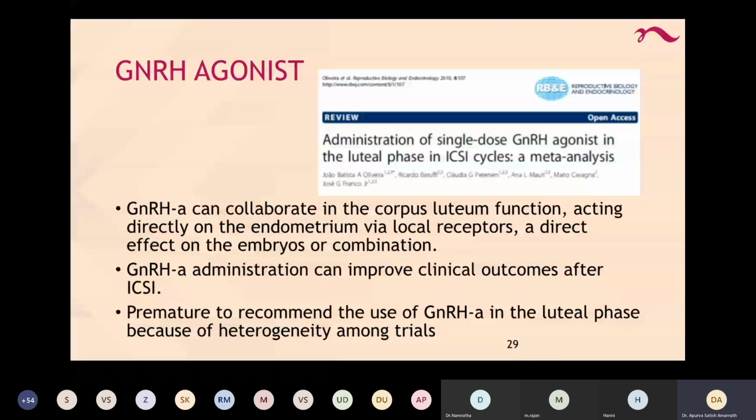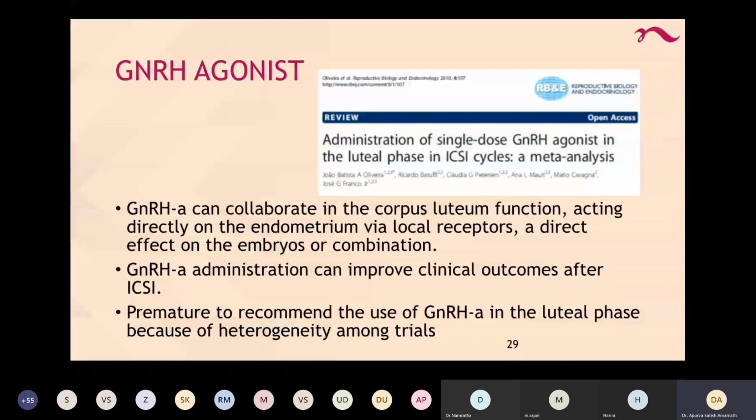This is based on the administration of a single-dose GnRH agonist in the luteal phase in ICSI cycles. So the mechanism is GnRH agonist can collaborate in the corpus luteum function, acting directly on the endometrium via local receptors, a direct effect on the embryos, or a combination of all of these. So GnRH administration can improve clinical outcomes, but right now there is no consensus on use of it because we don't know whether it is superior to the drugs that are already being used, and there is a lot of heterogeneity in the trials that are using the GnRH agonist, so there is no consensus at this point.